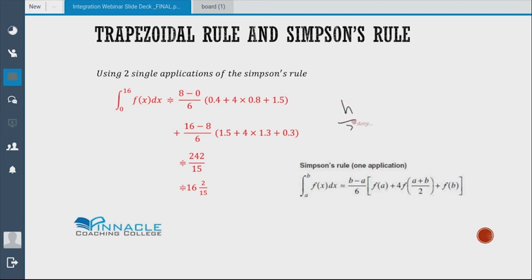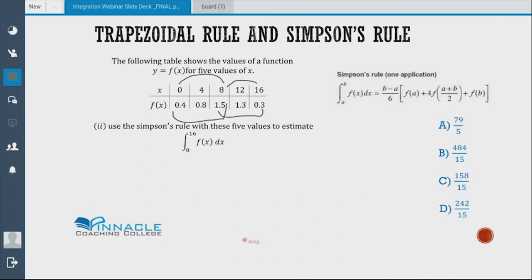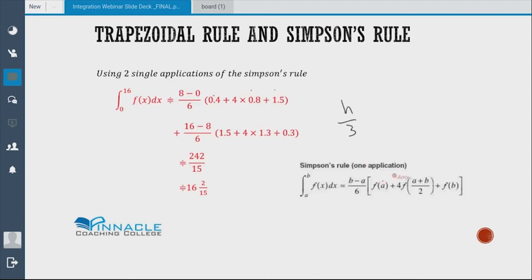Some of you might have seen the H on 3 formula. If you're doing the H on 3, it's just 1 interval. If you go back to the table, H would be 4 as opposed to 8. So just be careful of the inconsistency here. It's just 1 for 1 in terms of application. So 1 for 1, and then 1 for 1 again, and then just putting that all together into the calculator.